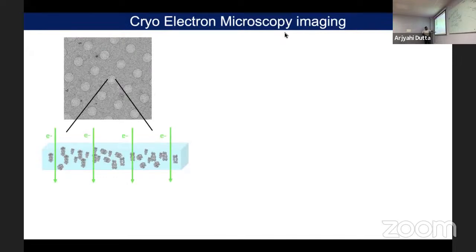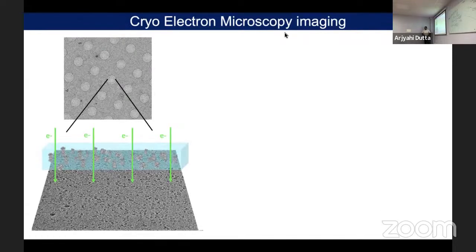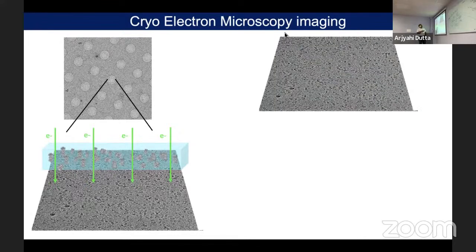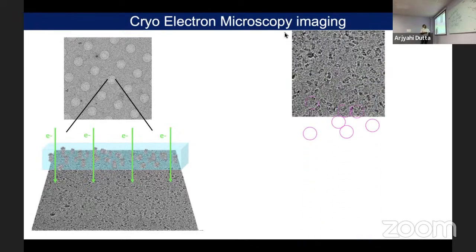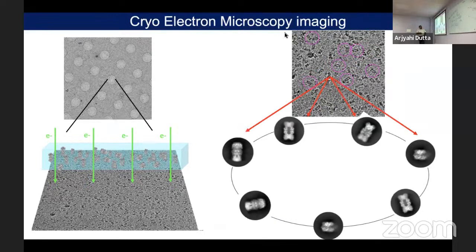Now, when the electron beam goes through, you will get a 2D image of this. Now, you take this 2D image. This is very time consuming, so we cannot explain it in one class. What we'll do is, you have the individual protein molecules here. Okay, we pull them out. We classify them into different groups based on their orientation.